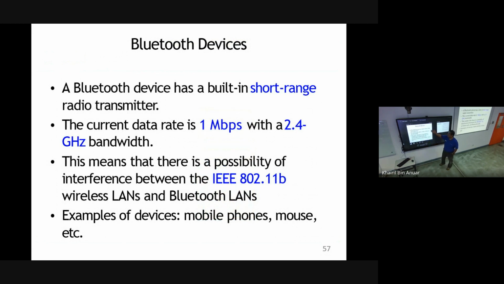So Bluetooth, the distance is very short. Data rate is only 1 Mbps. Okay. And this means that there is a possibility of interference within the two. Okay, because the frequency here is 2.4 gigahertz. Because 802.11 for your wireless LAN is also using 2.4 gigahertz. Okay? So there's a possibility that you can have interference between them.